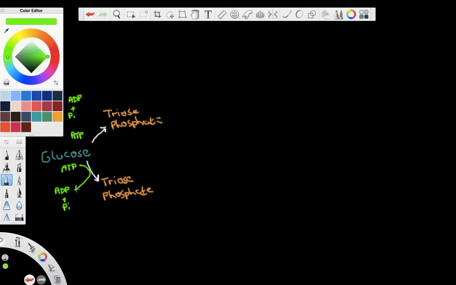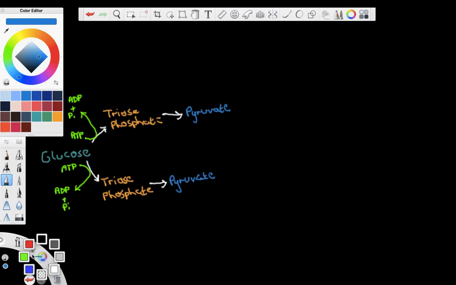So we've invested these ATPs, we've turned glucose into triose phosphate, and we're now going to turn these triose phosphates into molecules of pyruvate. So we've turned triose phosphate into pyruvate, and we've got pyruvate down here. Now, when we turn these molecules into pyruvate, this is where we get a payoff of ATP.